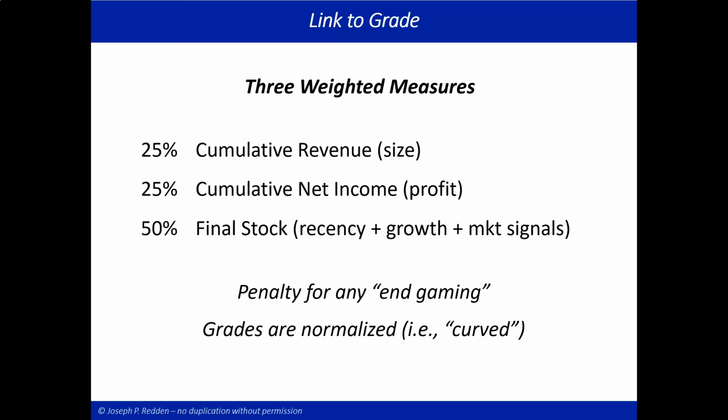And then last, realize the grades are normalized. So if one team had a stock price of 100 and one team had a stock price of 50, the one team's not going to get a grade that's twice as high. I will standardize and shape them to a more normal curve.